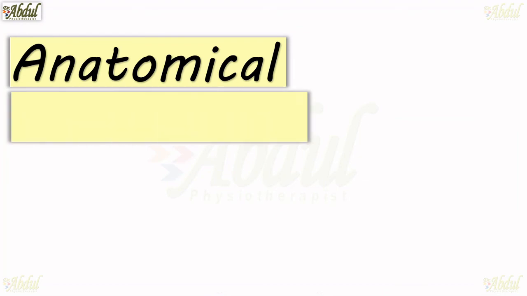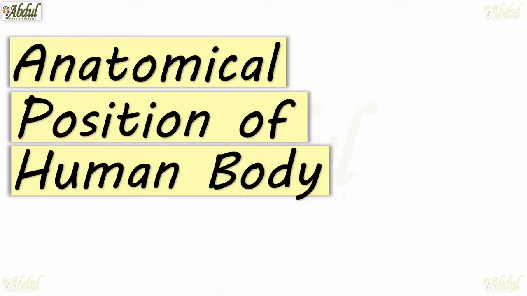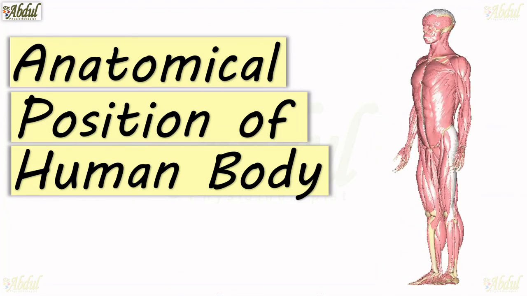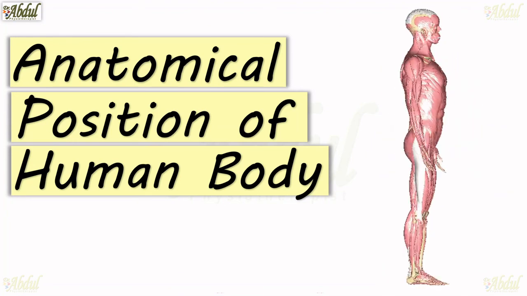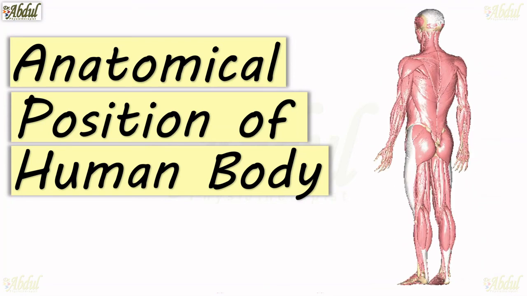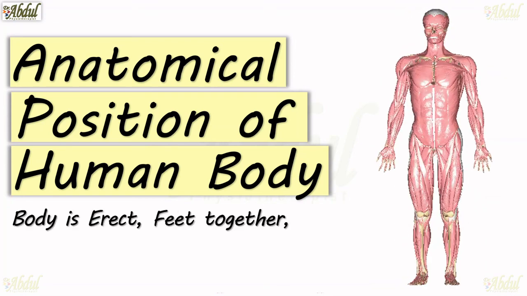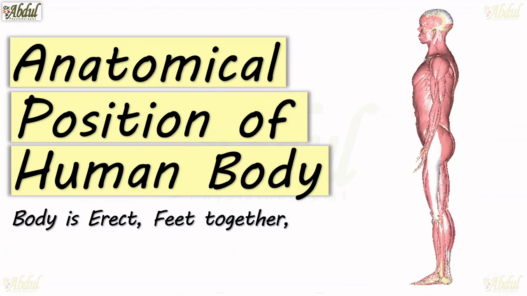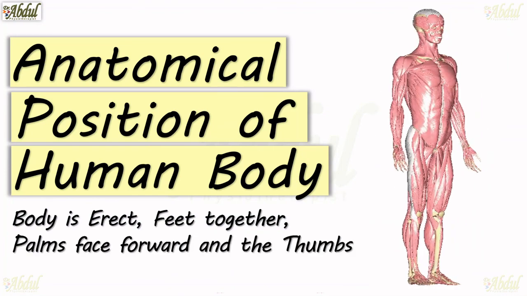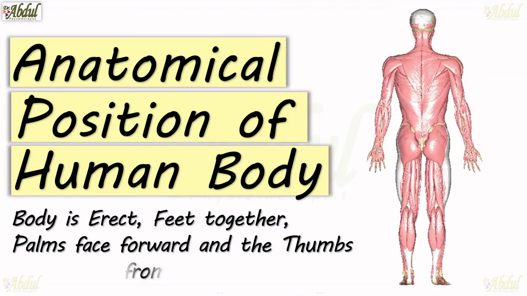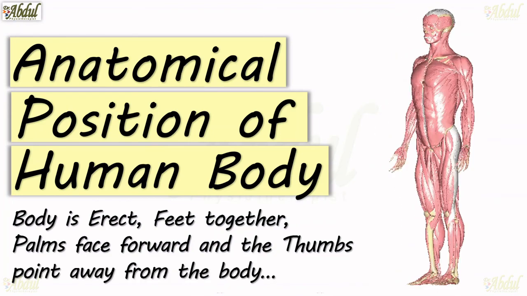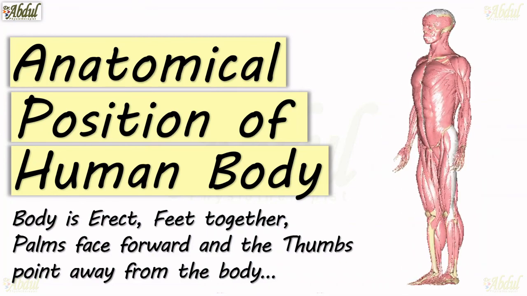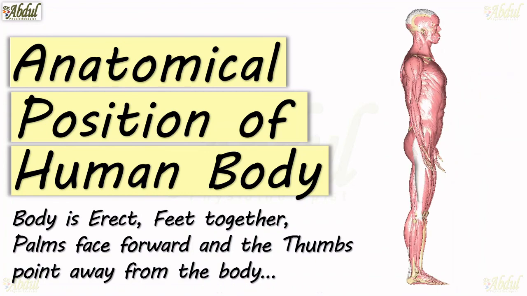Anatomical position of the human body. As you can see in the video, this is how a human body is projected in anatomical position, which is nothing but the body is erect, feet together, palms face forward and thumbs point away from the body. So this is how the human body should be projected in anatomical position.